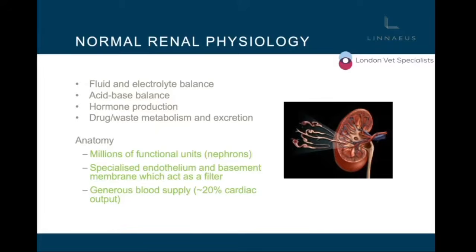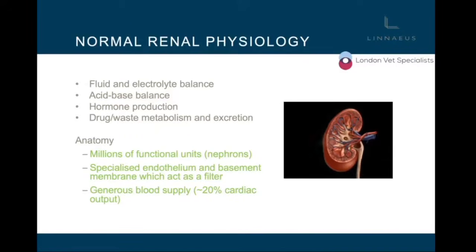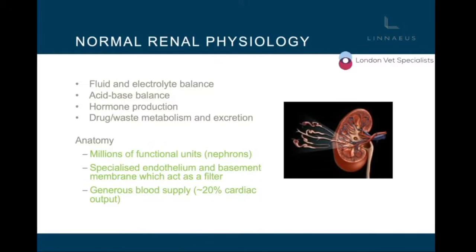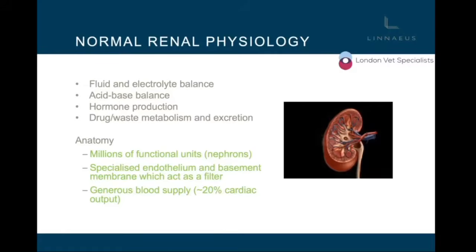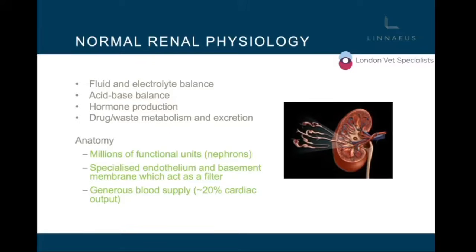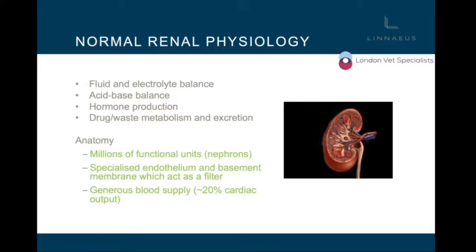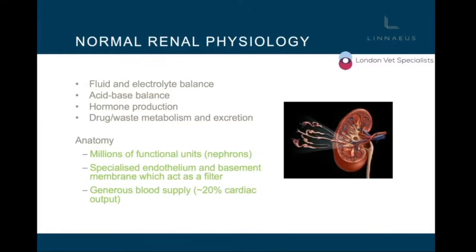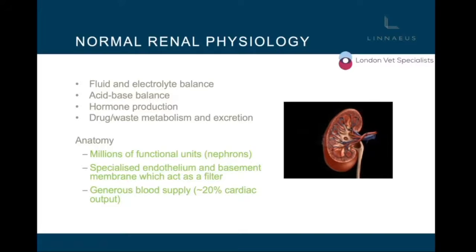The anatomy, which allows the kidney to perform these functions, includes the fact that it's made up of millions and millions of functional units or nephrons. Each of these nephrons has a specialized endothelium and basement membrane, which acts as a filter for blood, allowing waste products to pass through whilst keeping a hold of valuable proteins, for example, within the blood.